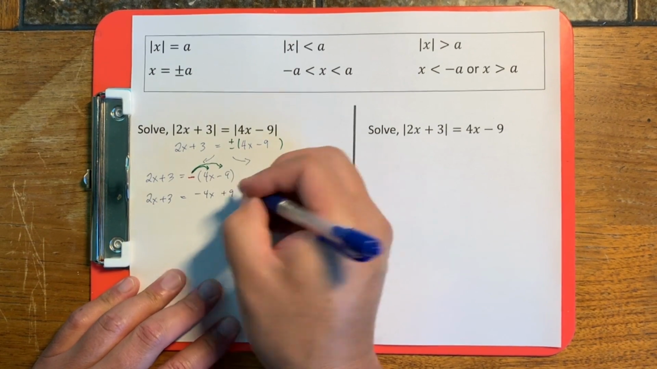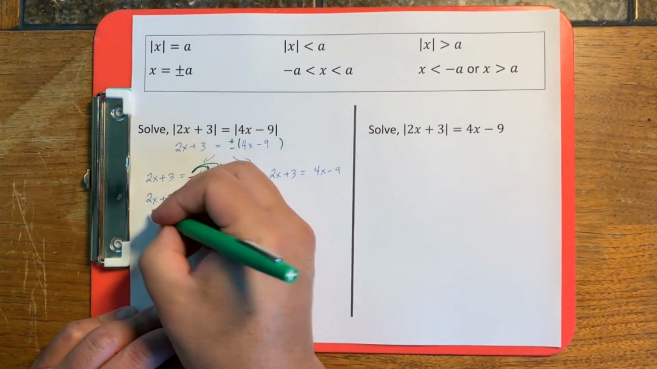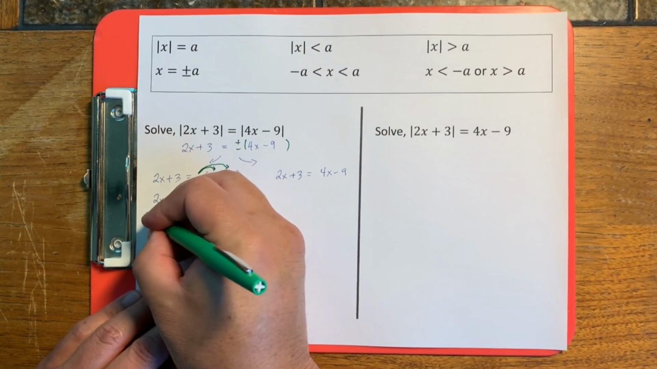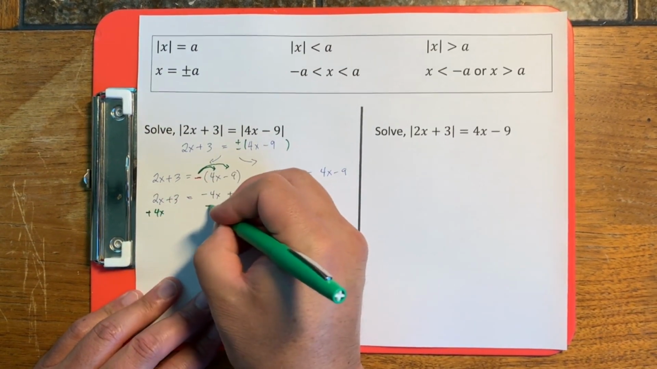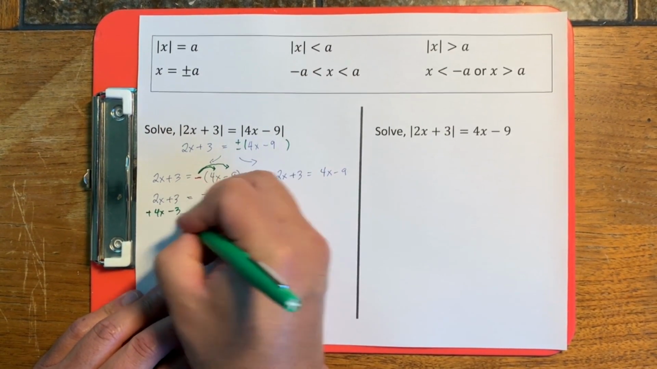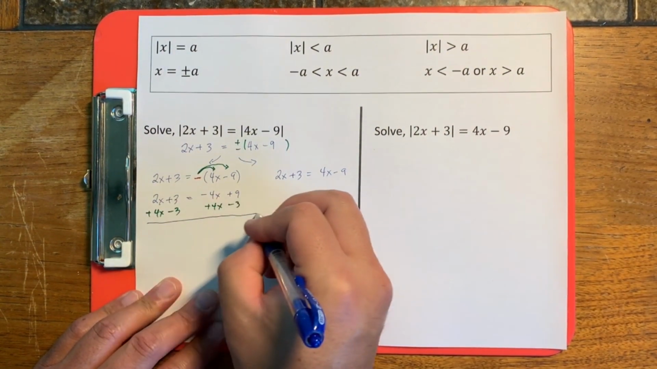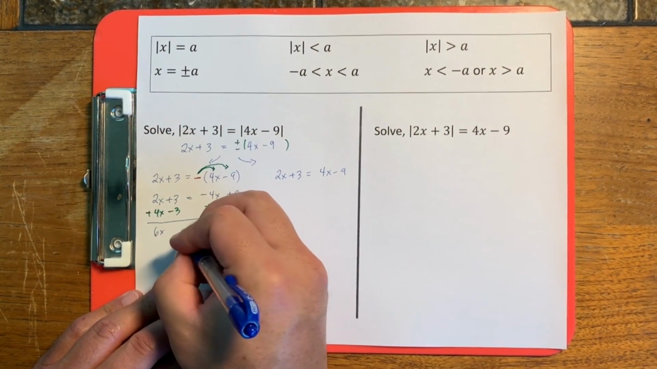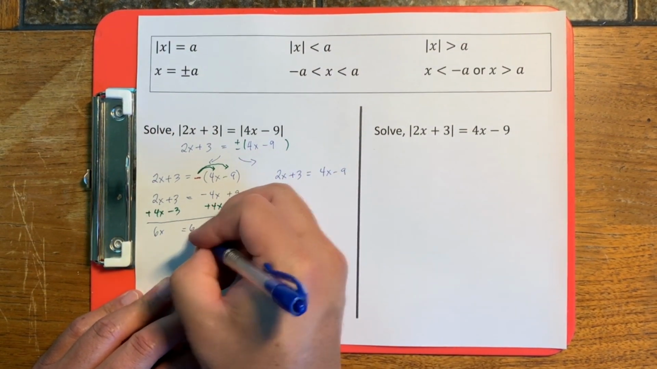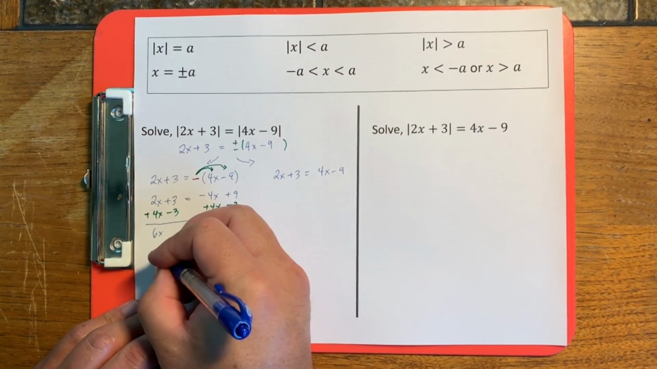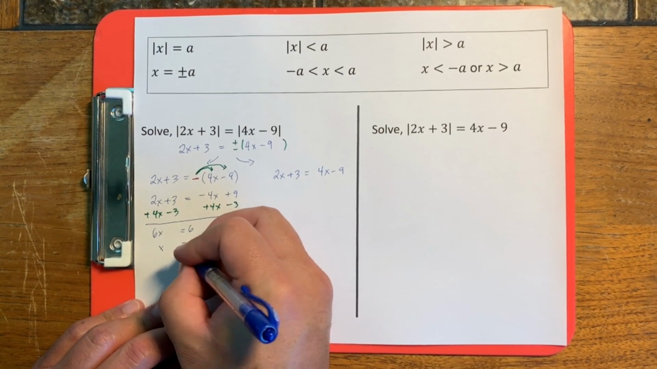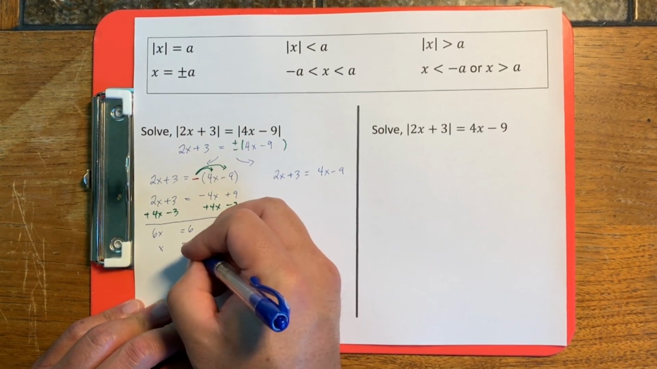So now you'll get 2x plus 3 is equal to -4x plus 9. And if I add the 4x on to both sides, and subtract the 3, I'll get 6x is equal to 6, or x is equal to 1.